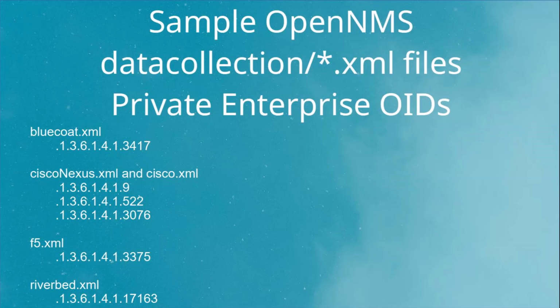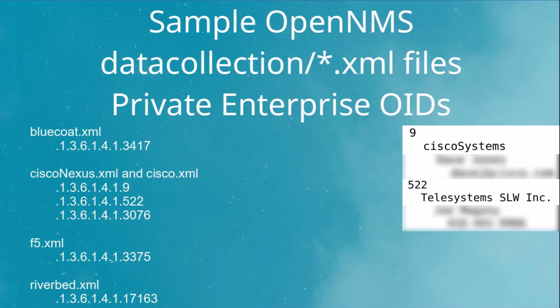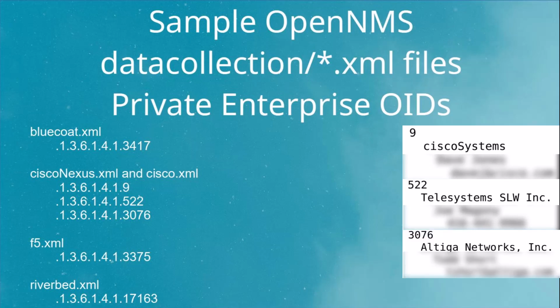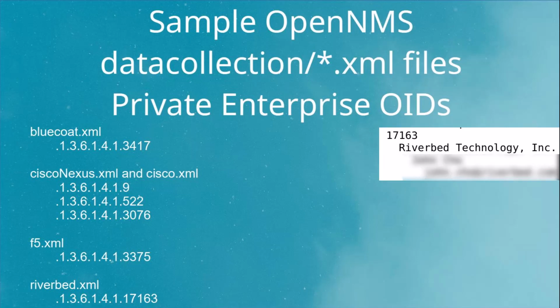Cisco has the numbers 9, 522, and 3076. IANA has assigned 9 to Cisco Systems, 522 to Telesystems SLW. Cisco Aironet started as Telesystems SLW. 3076 is assigned to Altiga Networks, which was acquired by Cisco. F5 has the number 3375, and that corresponds to the IANA assignment. The Riverbed numbers also match between OpenNMS and IANA.